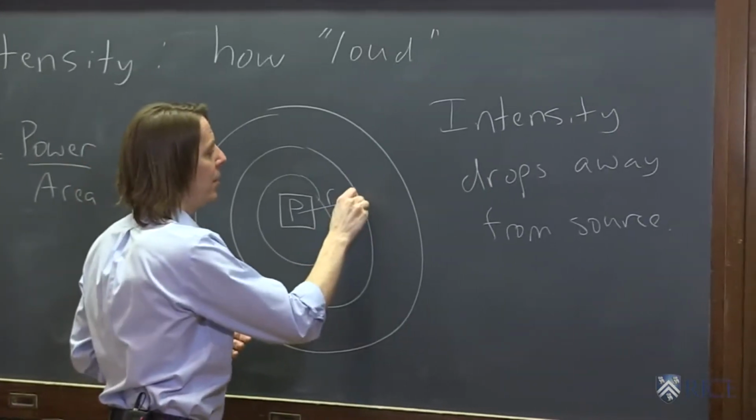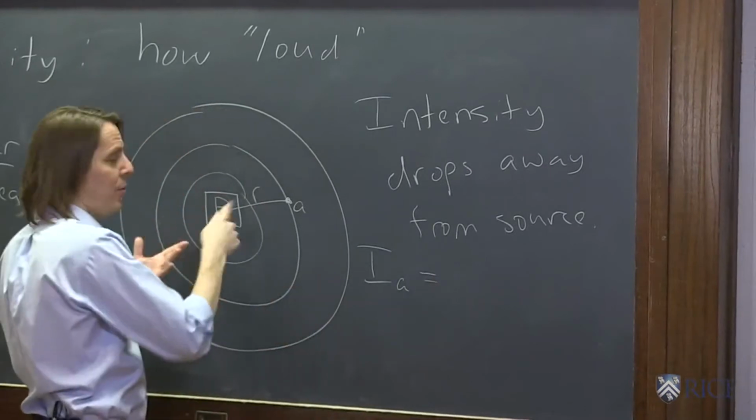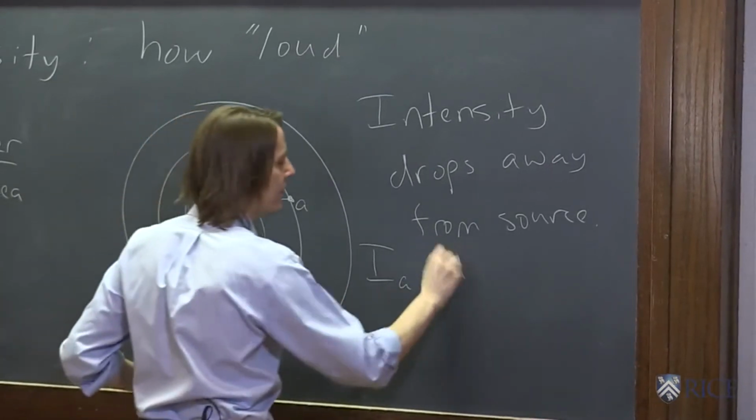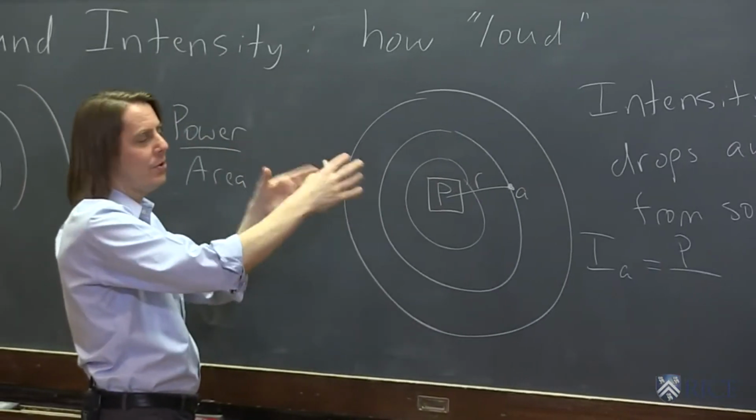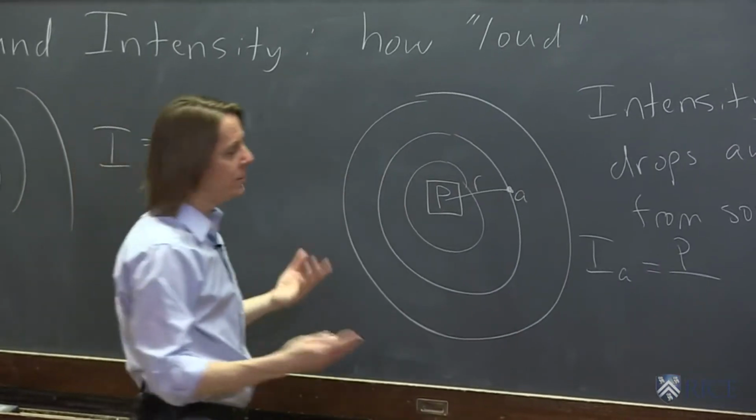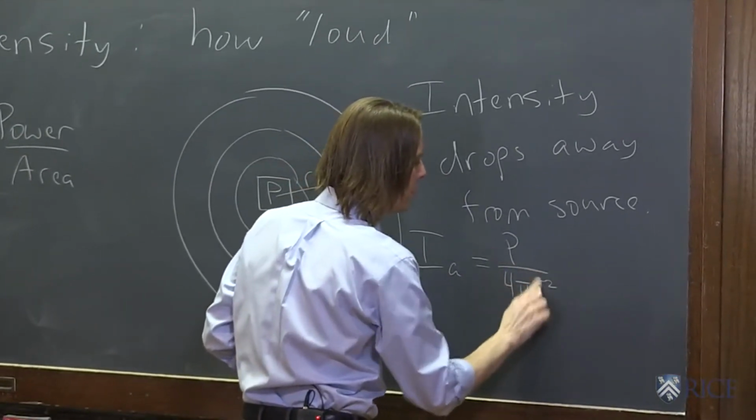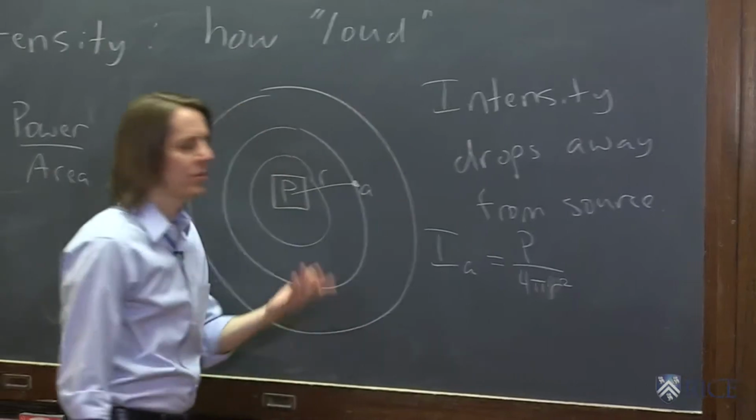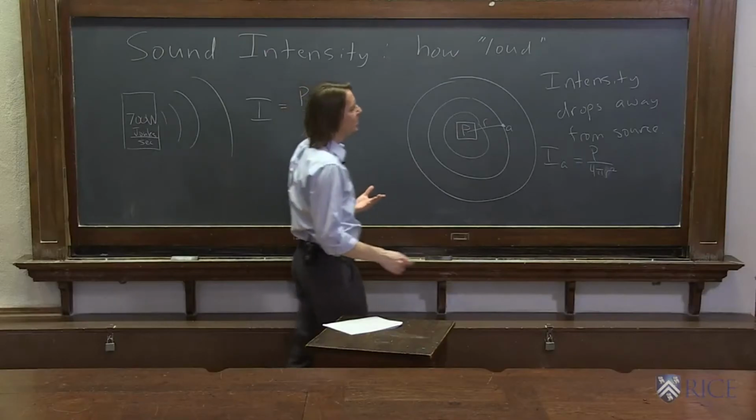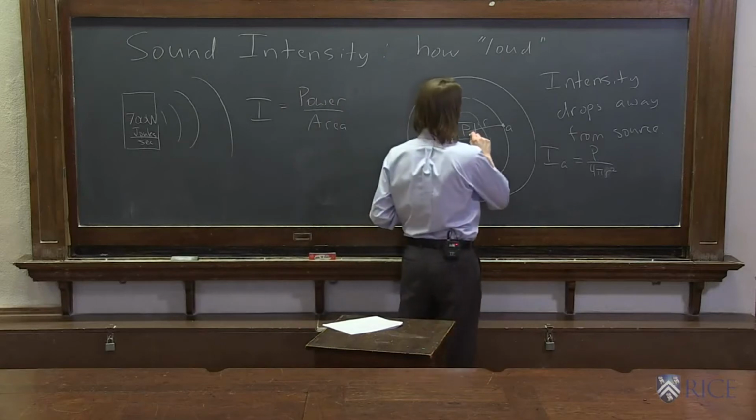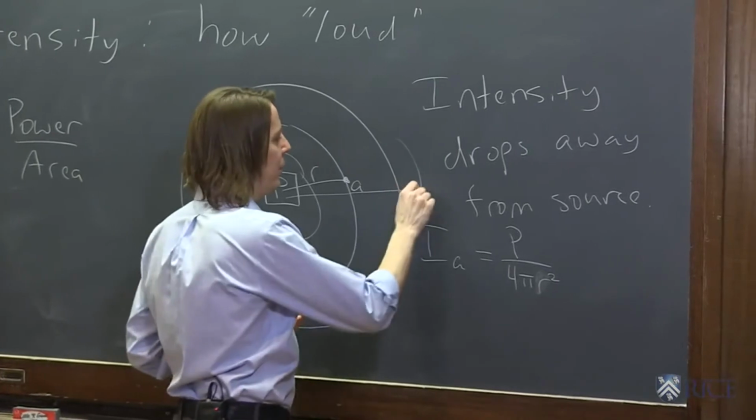So here at point A, the intensity at A would be the power, say, I don't know, 700 watts, over, if it were going out perfectly smooth in a sphere, the area of that sphere, which is 4 pi r squared. So that's how you could calculate the intensity. But what you're more likely to be asked is, how does the intensity change if you went 2 times as far away? If you came out here to 2r, well, you can call that point B.